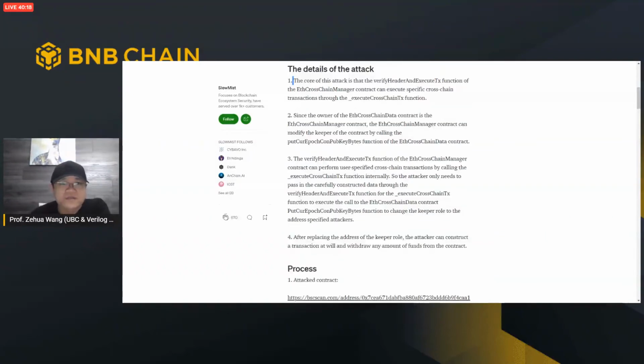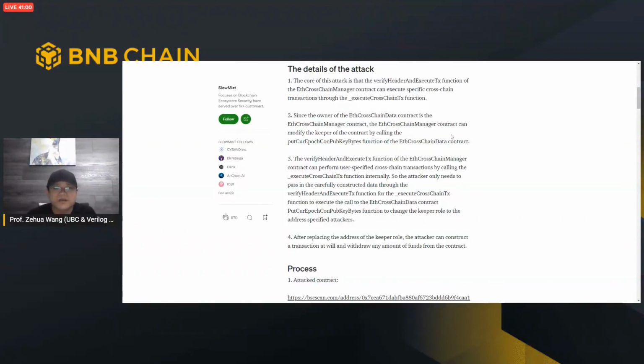The core of this hack is that this function of this smart contract can access specific cross-chain transactions through the execute cross-chain transaction function. This contract is ownable, and the owner of this contract is the manager contract. It can be done in two ways. One is I can use this contract to deploy a contract like this Ether cross-chain data contract, or I can just transfer the ownership to this Ether cross-chain manager contract.